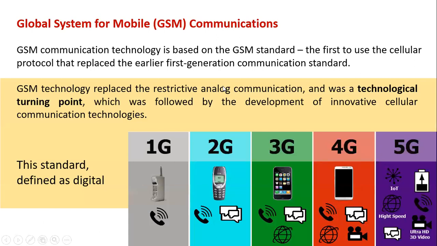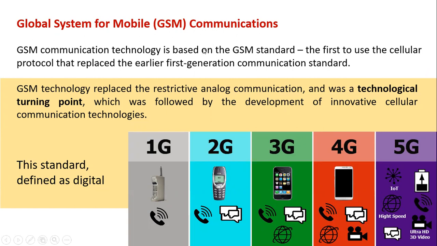So children, after that this was developed into GSM, Global System for Mobile Communication. This earlier first generation communication technology, that means cellular technology, is the base of this communication. Still we are using towers and cells, but the technology is now advanced. Then another protocol was introduced, called GSM, Global System for Mobile Communication.